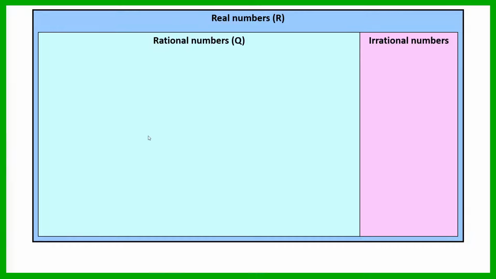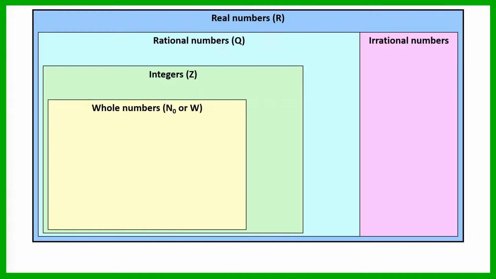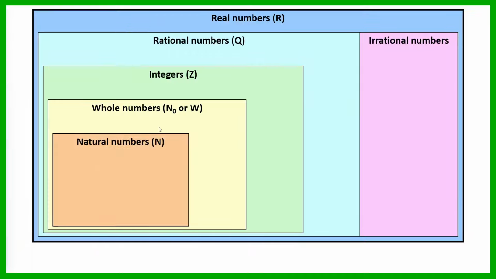So within rational numbers, we've also got integers. Remember, integers are also rational numbers, but not all rational numbers are going to be integers, but all integers will be rational numbers. That's why the integers is inside the rational numbers block. Then within integers, we've also got our whole numbers. Again, whole numbers are also integers. And then within the whole numbers, we've also got our natural numbers, which are also whole numbers. So natural numbers are part of the whole numbers.